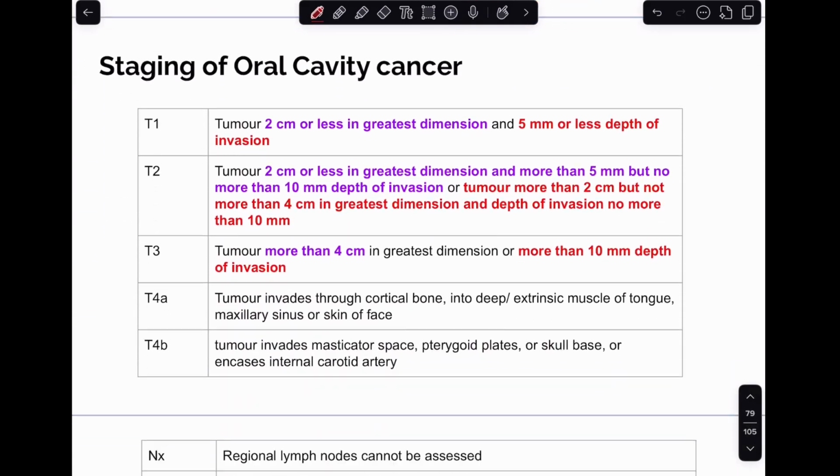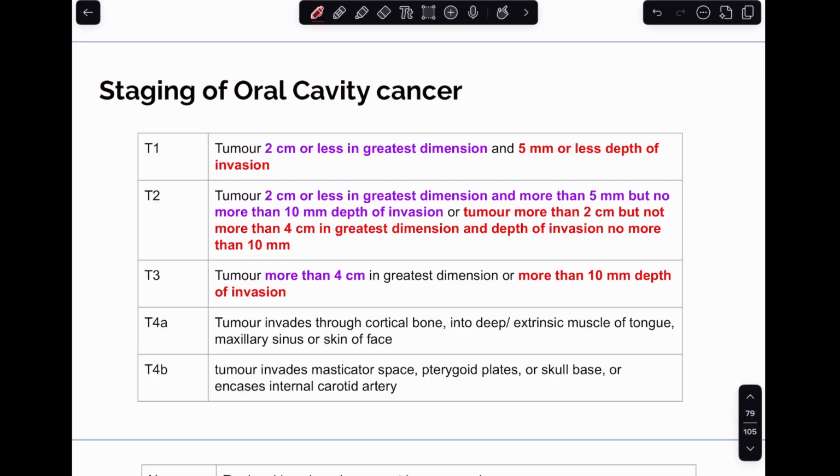Now we'll talk about the staging. So our clinical staging was T2, N0, MX. MX means basically you could not assess for metastasis. For N0, we did not find any palpable lymph node as well. So this is N0, T2.